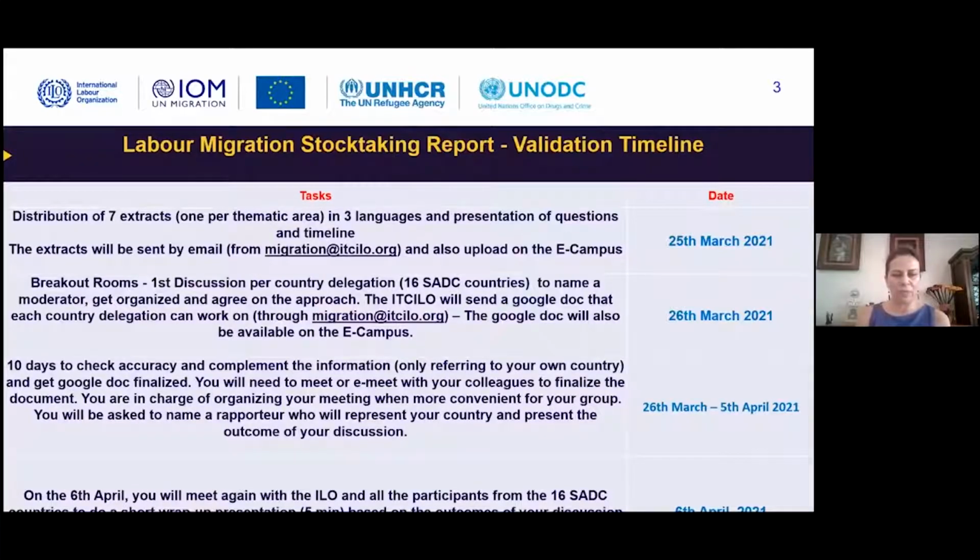So we will meet again with all the participants from the 16 SADC countries on the 6th of April. And then you will give a 5 minutes presentation. So we will hear a 5 minutes presentation from each of your delegations that same day. And please do not forget to send us the summary of the work that you've been doing together.